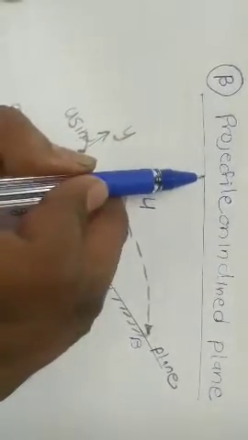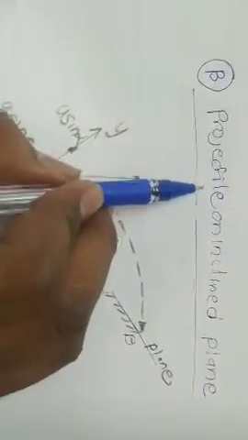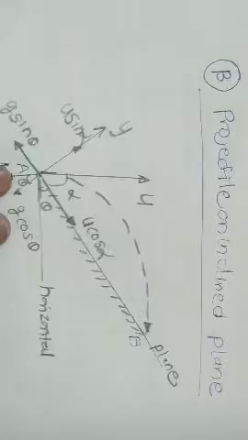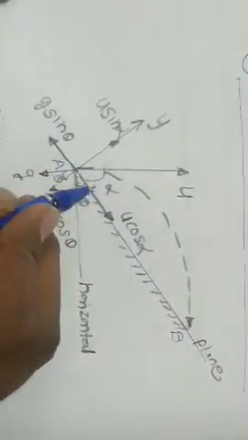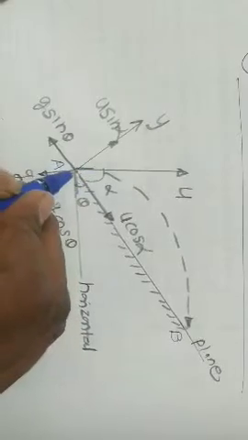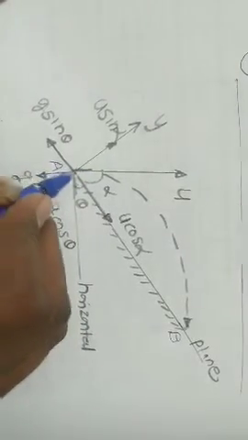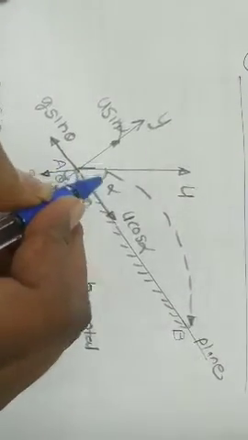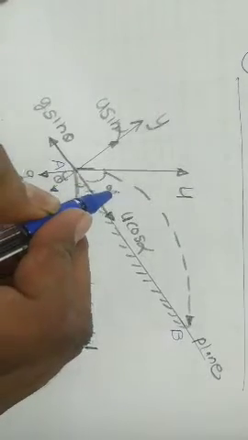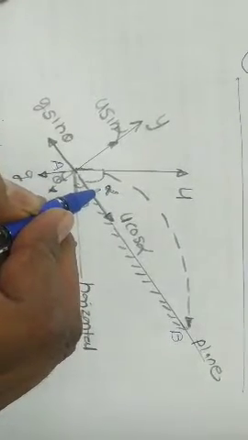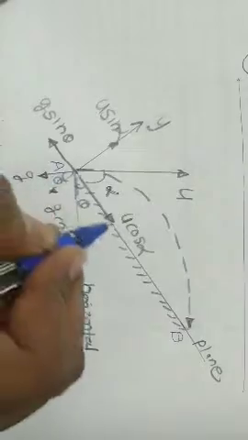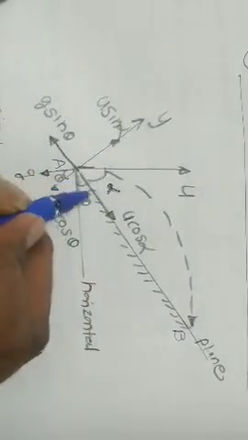Good morning. Part B in projectile motion is projectile on inclined plane. Consider the projectile on an inclined plane. A projectile is fired from point A. Let alpha be the angle of projection with the inclined plane, made by the velocity.